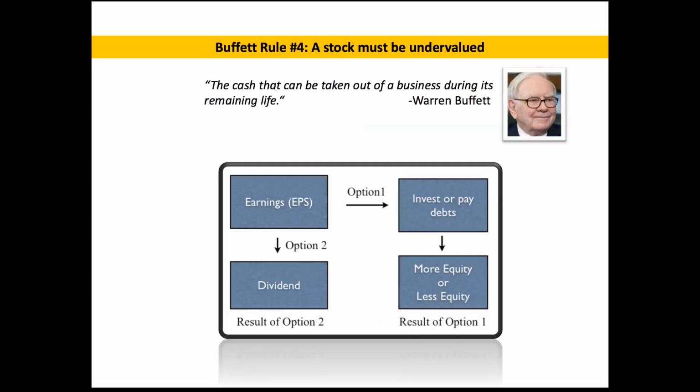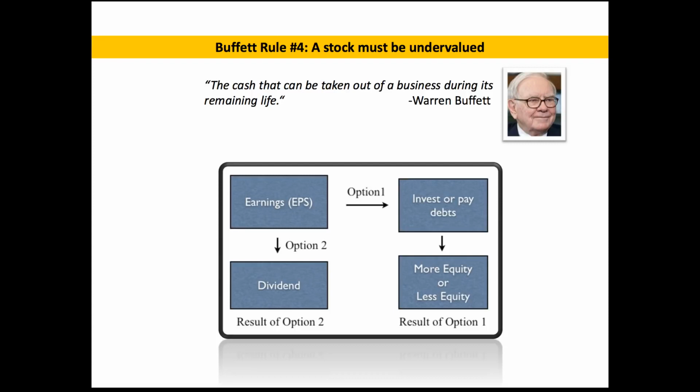So what does that mean? When he says the cash that can be taken out of a business during its remaining life, what does he mean by that? Well, when he's assessing that cash that can be taken out of the business, what he's actually referring to is, if I could take all the profit that the company's going to make over X number of years that I would own it, how much would that add up to? And so what he does is he does it for 10 years into the future.